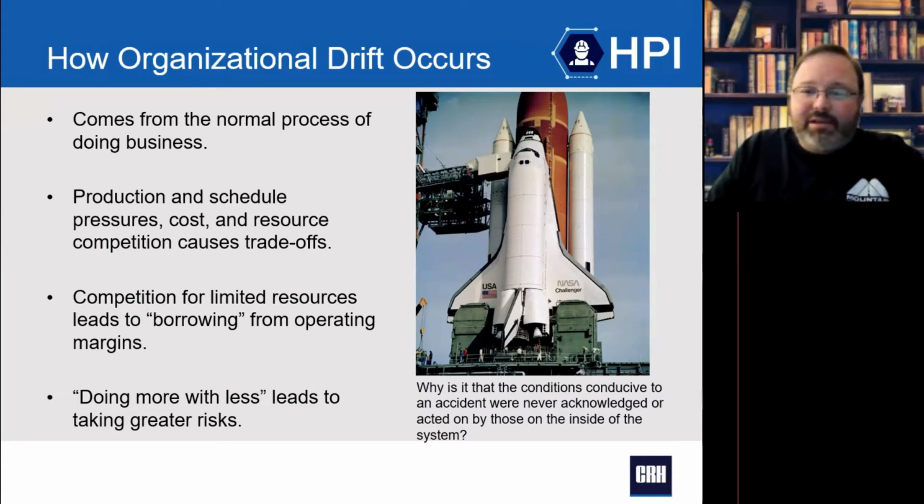Why is it that conditions conducive to an accident were never acknowledged or acted upon by those on the inside of the system for the Space Shuttle Challenger? They had people telling them, you can't fly this thing if the temperature is below 32 degrees because of those O-rings. But they've taken chances before, and at that point they'd never had an incident. So they overrode all those concerns and they took flight anyway. And we all know how that turned out.